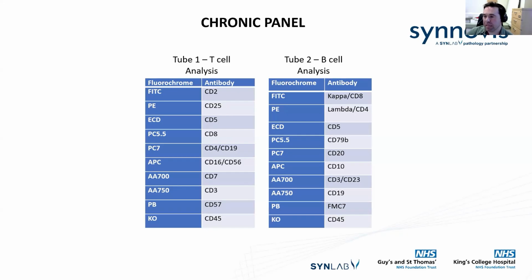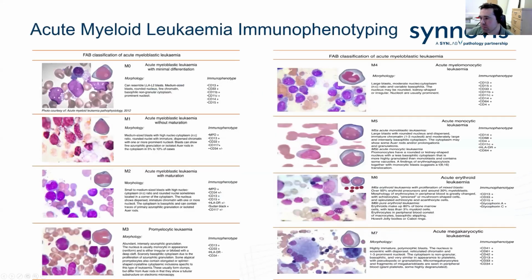This is our chronic panel, again, broad, allows us to pick up quite a lot of NHL or non-Hodgkin lymphomas, and it's very good for determining CLLs and then also T-cell issues with the tube 1. And this is an example of the FAB system, and I'm just using this because we have a few examples coming up.